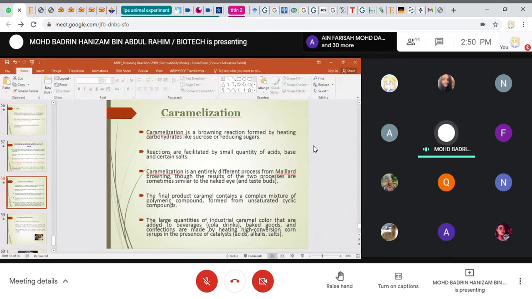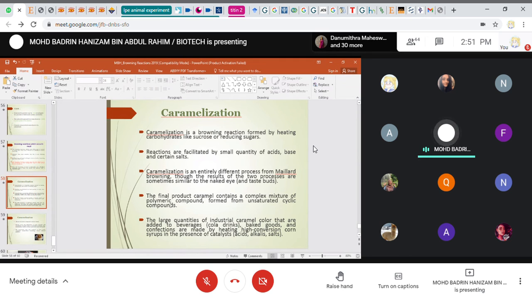to the naked eye. If you taste it, if you see the product, the food, it's very similar. You cannot differentiate between caramelization and the Maillard reaction. It's very hard with your naked eyes, with your taste buds.